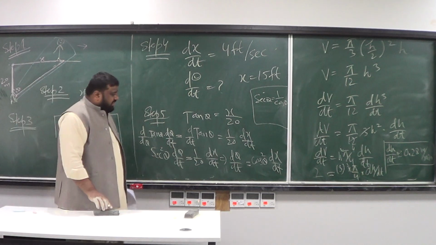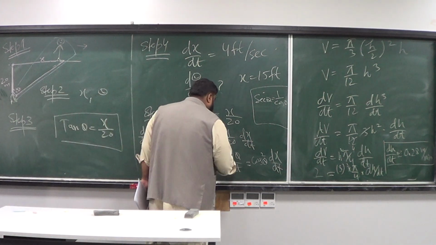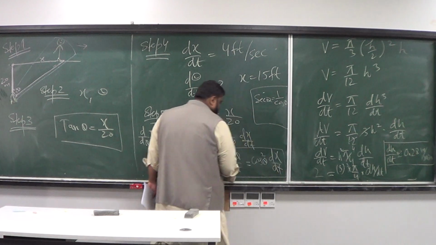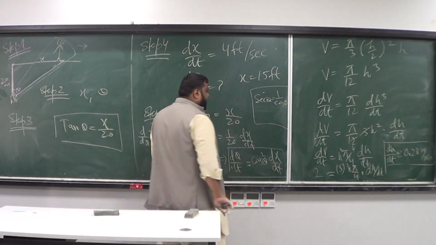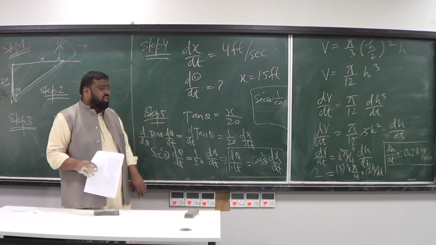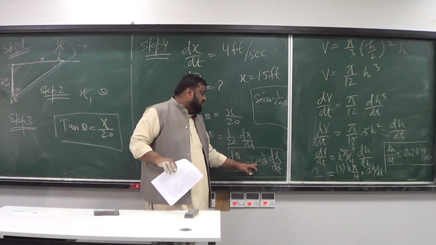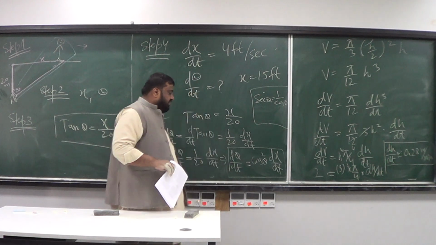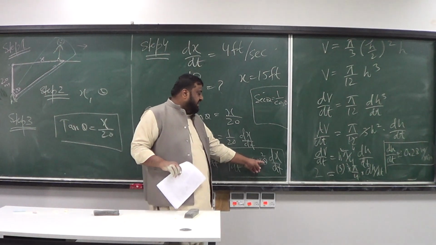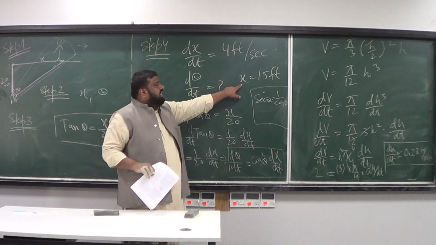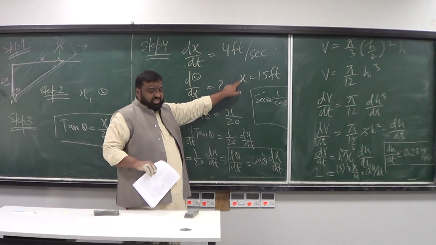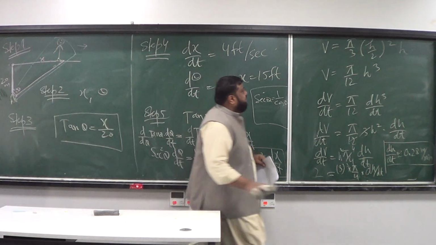So in order to find dθ/dt, now you need two things. Number one, you need dx/dt, and you also need cos²θ. The question is, how can I find this θ? The answer is, we can find this θ from this information x. And how can I find it?